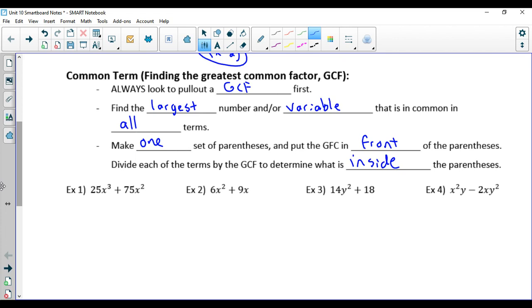All right, so if we look at 25x cubed plus 75x squared, the first thing we're saying is, what is the largest number and or variable that goes into both of those terms? 25 is a number, and what else do they both have in regards to a variable? X. They have at least x to what power? X to the second. So 25x squared is our GCF. We're making one set of parentheses with the GCF in front of it. And to see what's going inside, we divide each of our terms by the GCF.